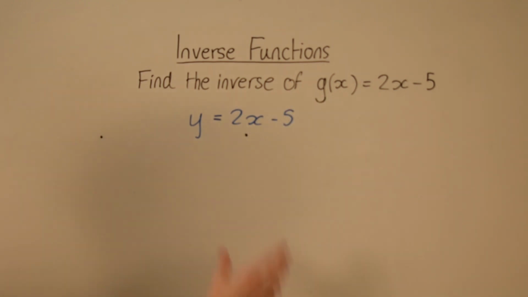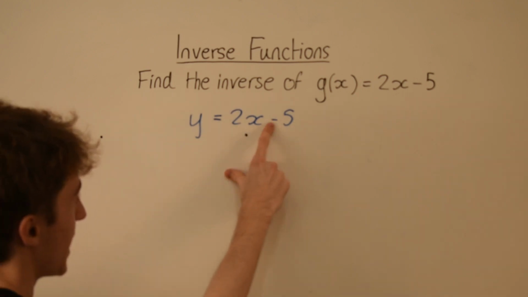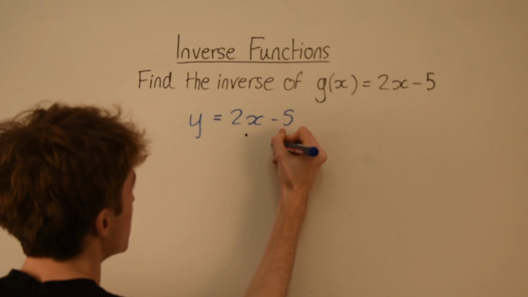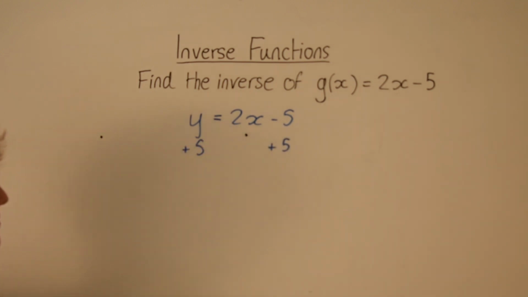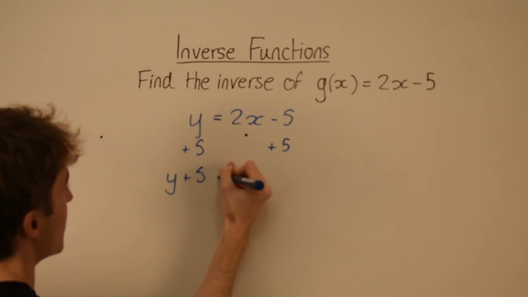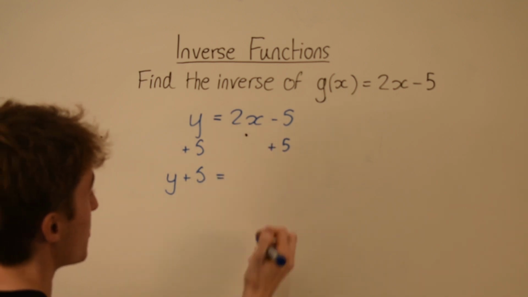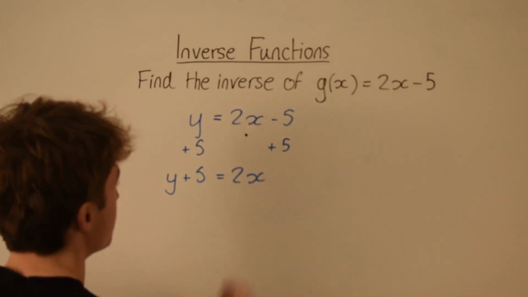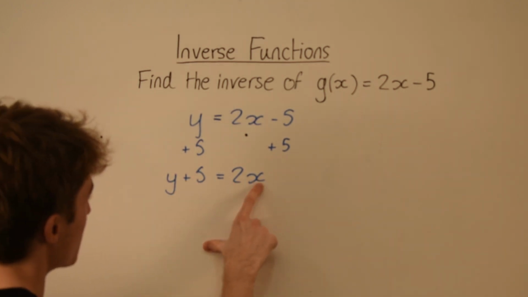Now the next step is to make x the subject of this formula. So the first thing we're going to do is try and cancel out this minus 5 here. We can do that by adding 5 to both sides of the formula. That leaves us with the left-hand side as y plus 5, and the right-hand side as just 2x, because the minus 5 and the plus 5 cancel out. So what we've got now is y plus 5 is equal to 2x.